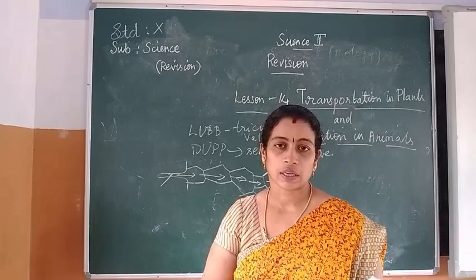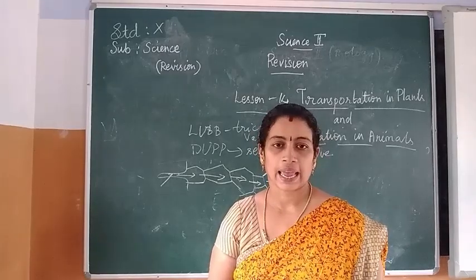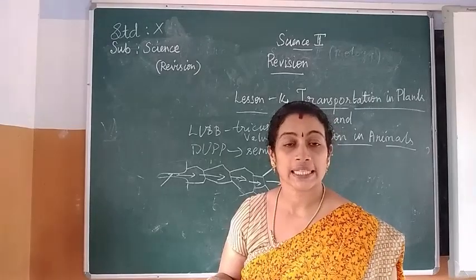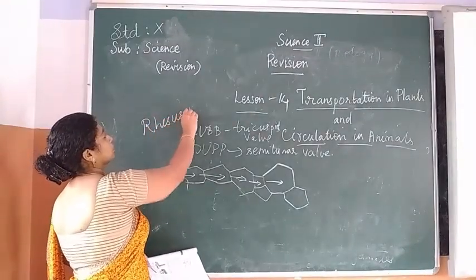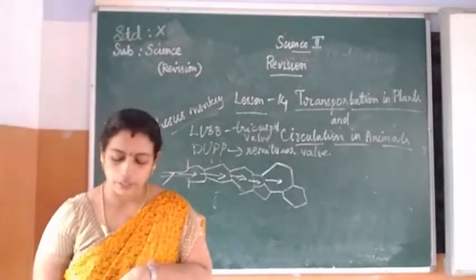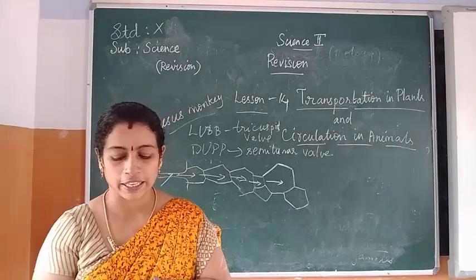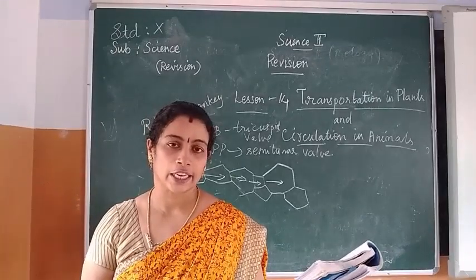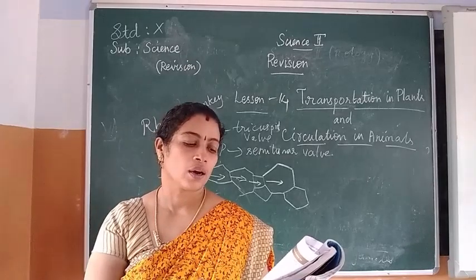The next one: who discovered the Rh factor? Why was it named so? Landsteiner and Wiener are the two persons who found the Rh factor in the body of the rhesus monkey. In your book it is on page number 211. The Rh factor was discovered by Landsteiner and Wiener in 1940 in the rhesus monkey. Since it was found in the rhesus monkey, it is named the Rh factor.